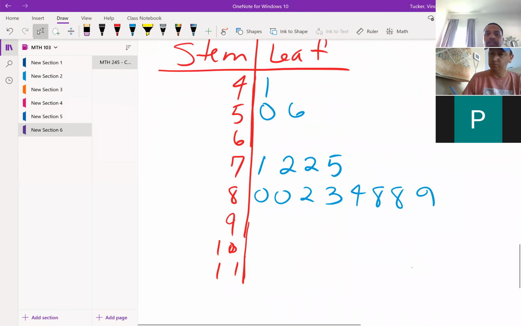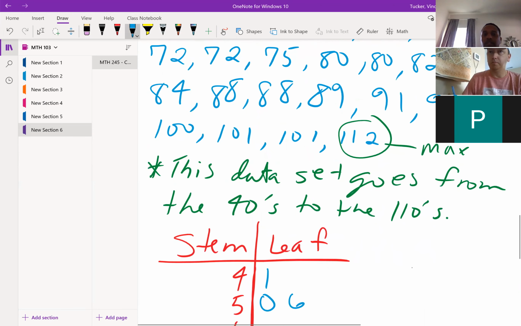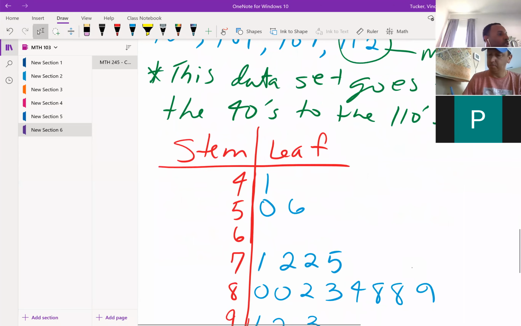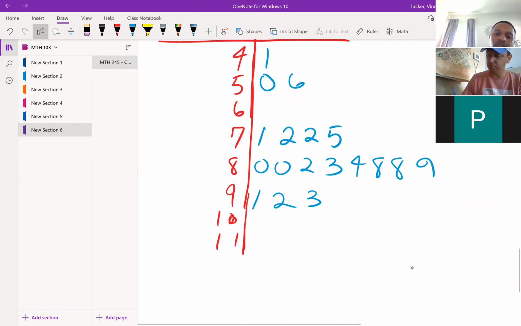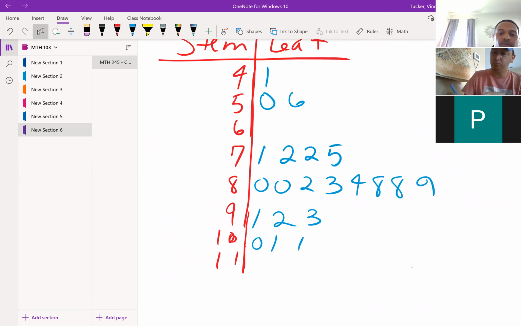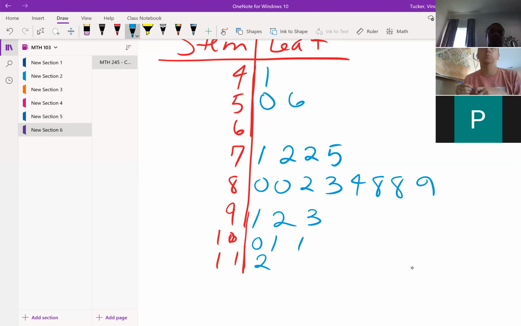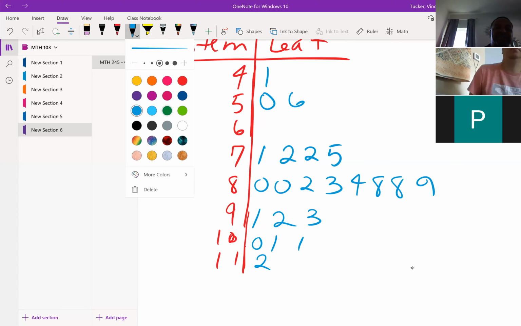Then for my 90s, 1, 2, 3. I have 100, 101, 101, and then the last one is 112. So that's just a 2. And that's how you would do the stem leaf plot. Easy peasy. Sounds good to me.